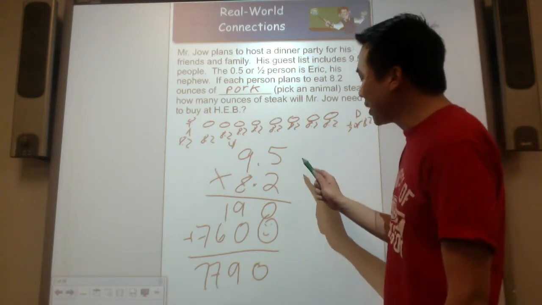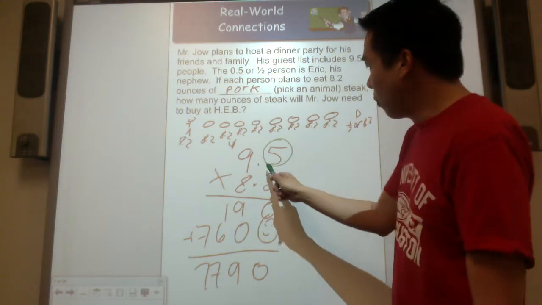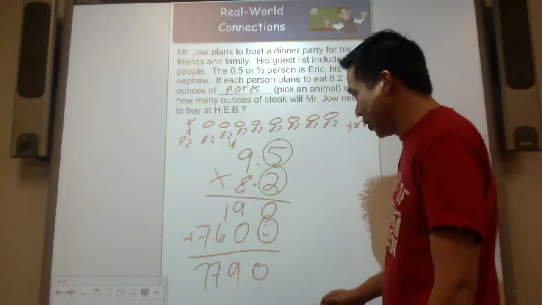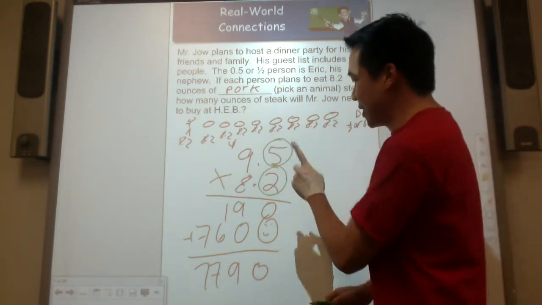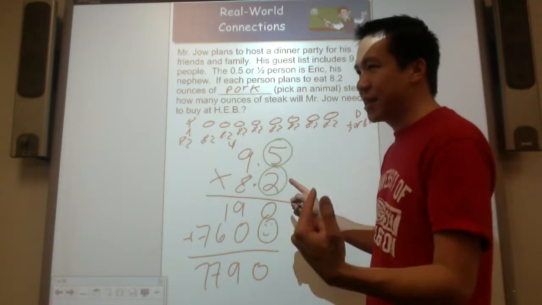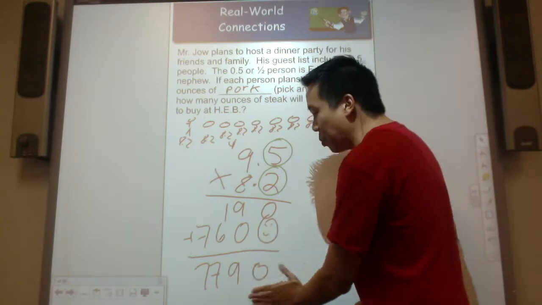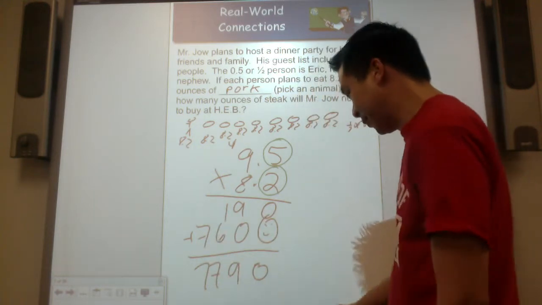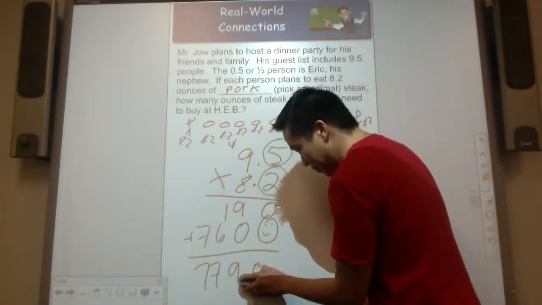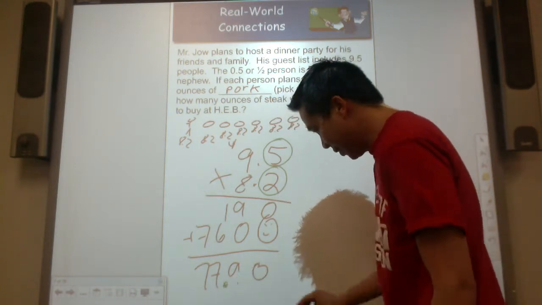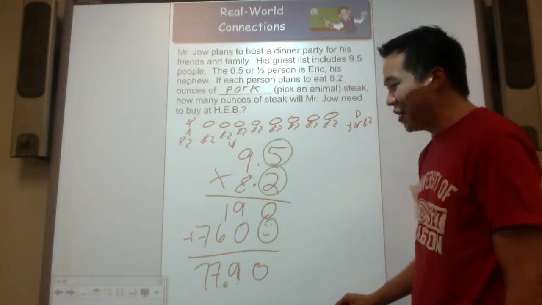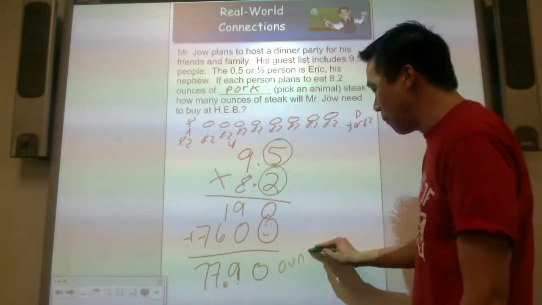So how many places are behind the decimal point? There's one place there. What about this one? There's one place there. So this is in the tenths place. This is in the tenths place. What is tenths place times tenths place? 10 times 10 is a hundredths place. So I need to put the decimal point to get a hundredths place here. Let's see, where should I put it so it'll be a hundredths place? I could put it right here. Nope, that's the tenths place behind it. What if I put it right here? Do I see a hundredths place behind it? It is. So I will buy 77 and 90 hundredths ounces of pork steak.